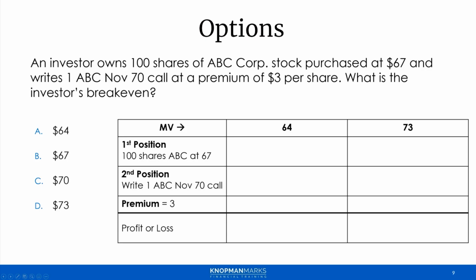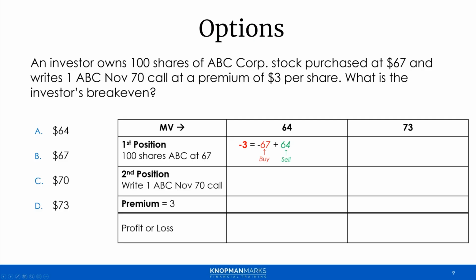Now, the first position I just analyzed: if I'm long 100 shares at 67 and the market value's down to 64, what happens? Well, I lose $3 on that stock trade. I bought at 67, I sold at 64, I'm down $3. The option position, I sold a 70 call. My counterparty has the right to buy ABC at 70, but what's it worth? It's only worth 64.